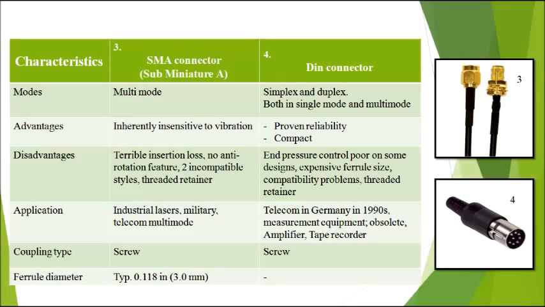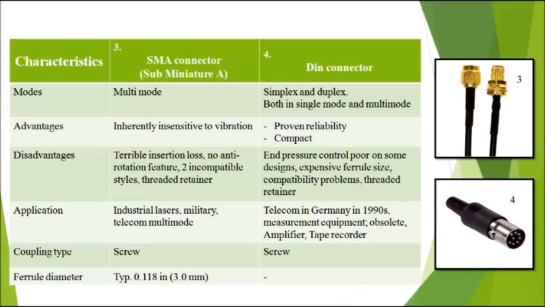SMA connector uses screw type of coupling. It is typically 0.118 in, 3 mm, for the diameter of the ferrule. The fourth one, the DIN connector. It comes in simplex and duplex mode. Both consist of single mode and multi-mode.